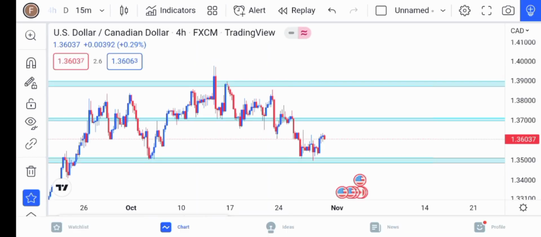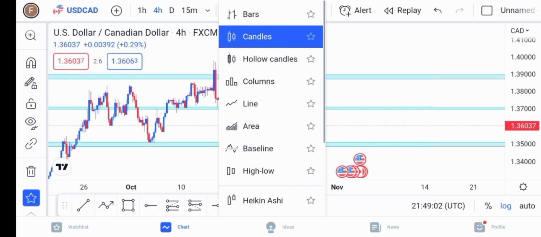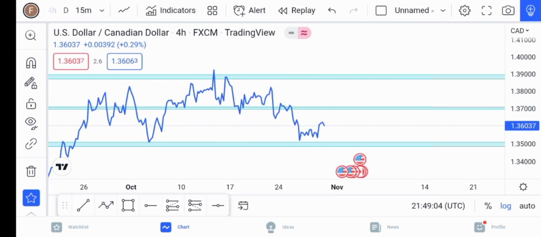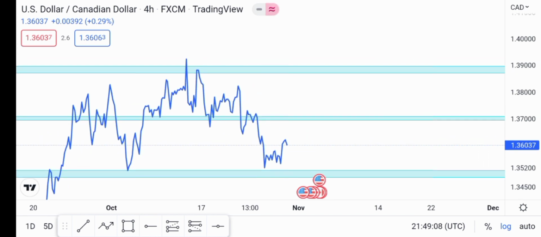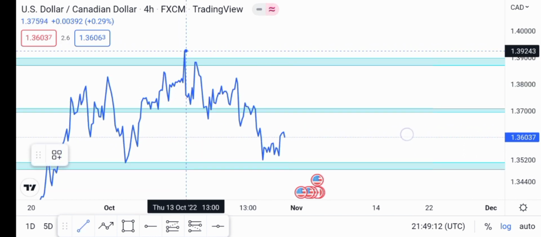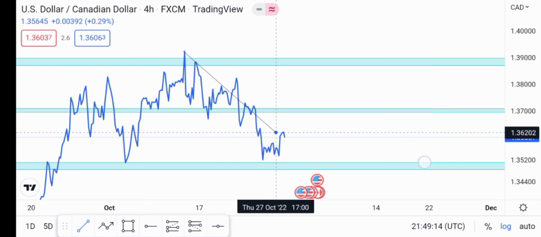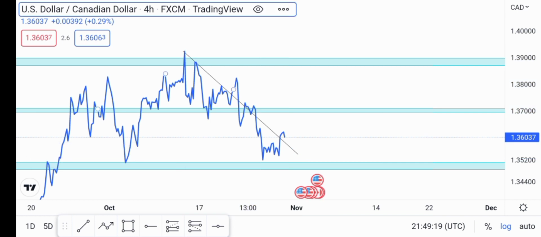So let us use the line chart to draw the patterns that we are seeing on the 4-hour time frame. If you look closely, if you use the body of the candlestick, by the looks of things, we can see this is a beautiful setup that I'm seeing.